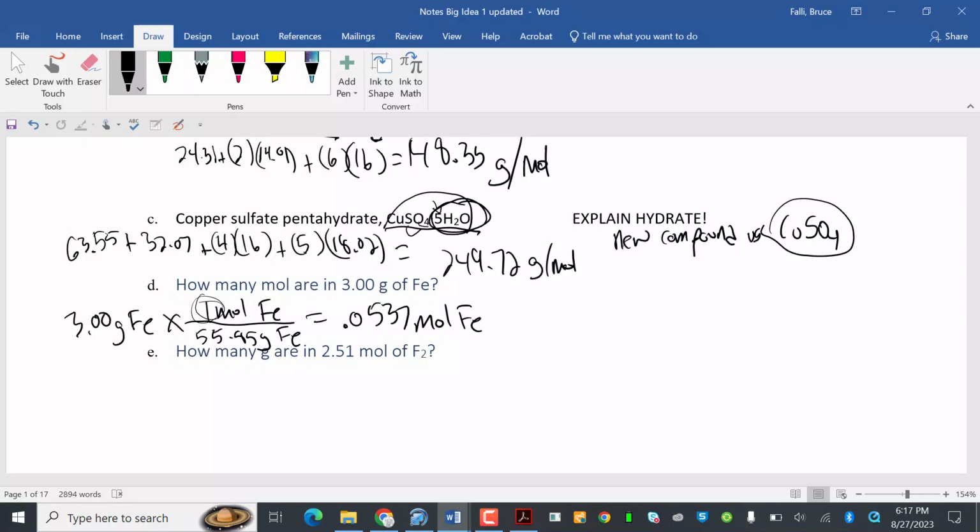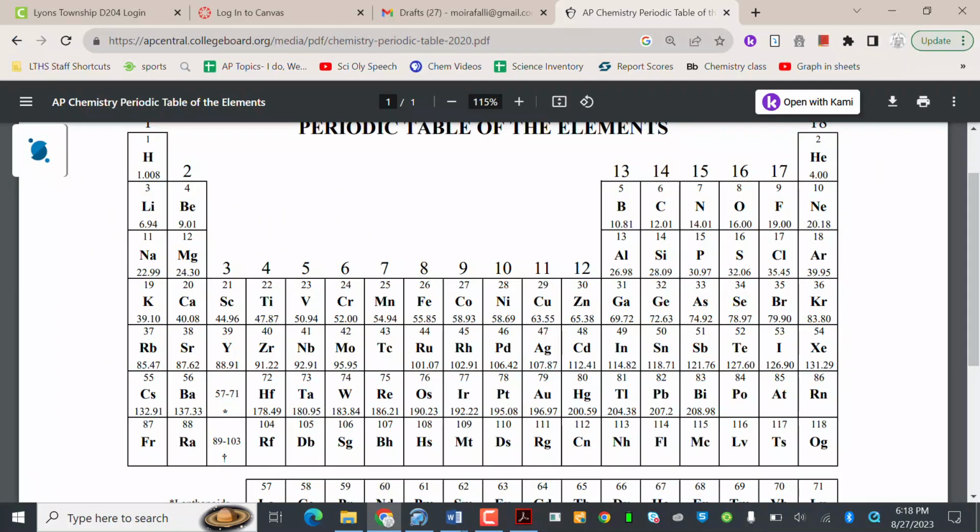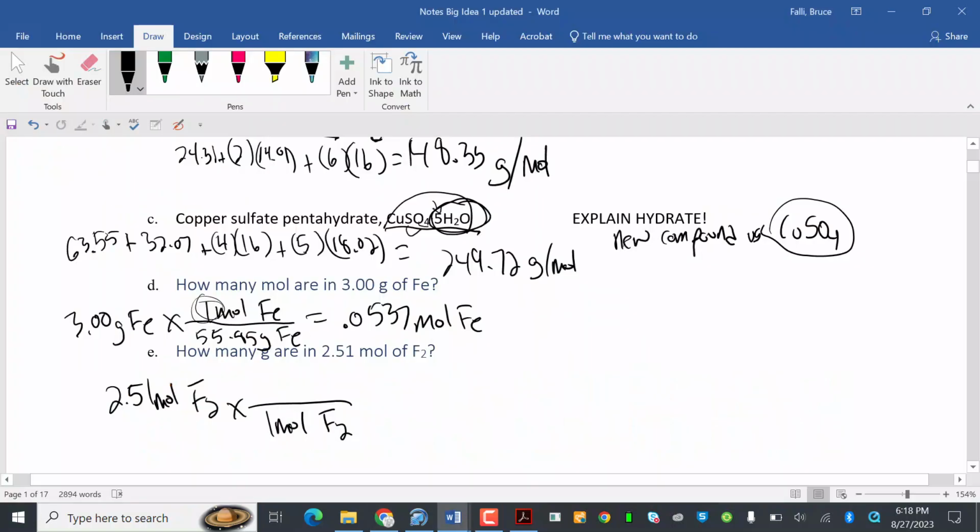So, how many grams are in 2.51 moles of F2? I want to go into grams, so I need an equivalency. So 1 mole of F2 equals, let's look at the periodic table, and we'll always have this periodic table, so we can always look. F2, F is 19, so double 19 is 38. So 2.5 times 38 is 95.